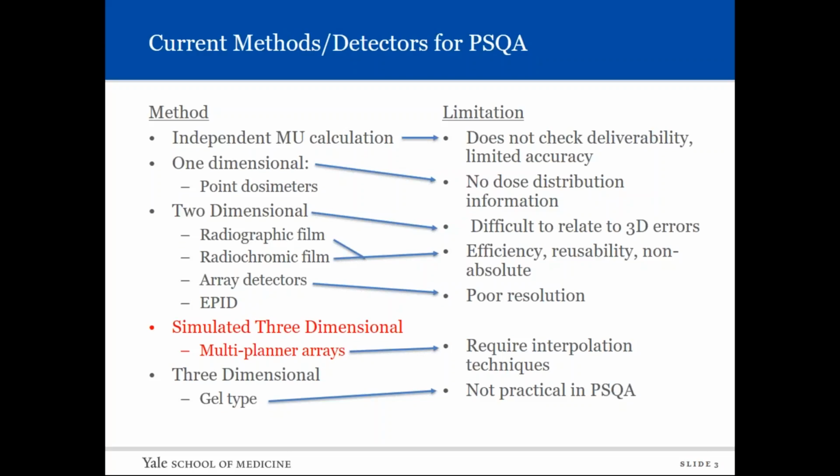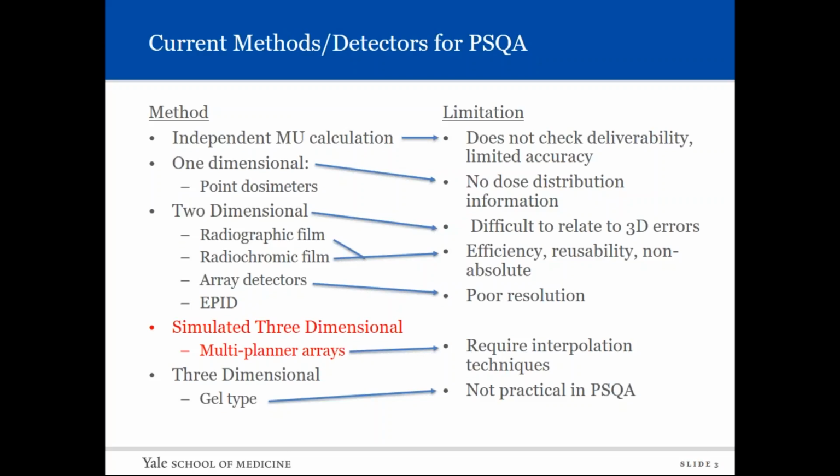Two-dimensional methods are perhaps the most commonly used in clinic. They're detector arrays or EPID, film, there's a lot of options. These all suffer from the simple fact that it's difficult to relate errors in these measurements to relevant 3D distributions.